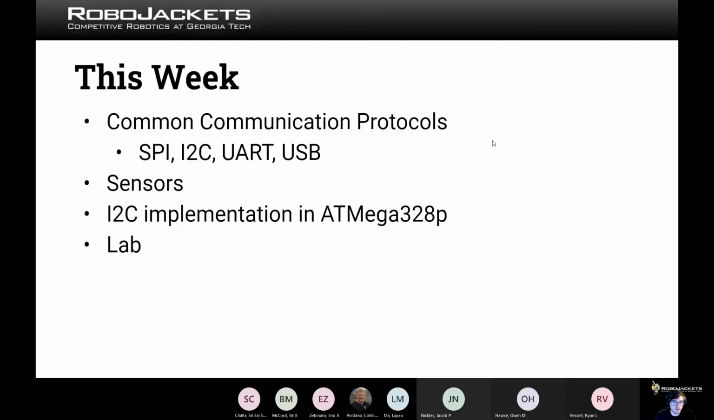This week, though, for the presentation, we'll be going over common communication protocols. That includes SPI, I2C, UART, and USB. You've probably heard of USB, but some of these other ones may be new, so we'll be covering those. And then we'll talk about bits on sensors and I2C implementation in the ATmega32AP, which will lead directly into the lab for this week.